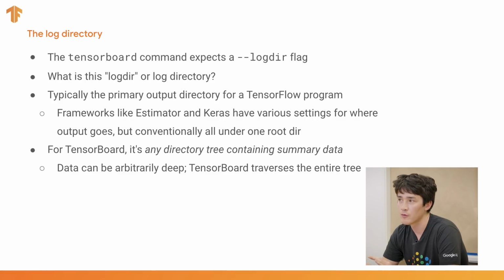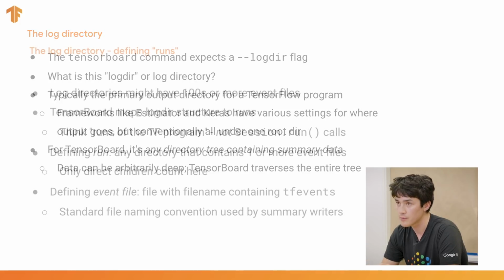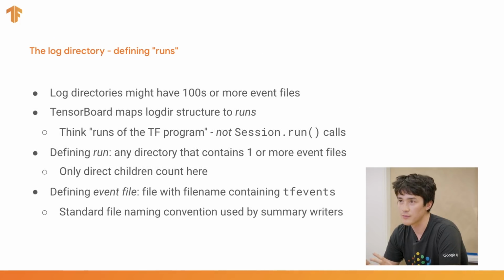But TensorBoard has this flexible interpretation where really all it cares about is that it's a directory tree containing summary data. And when I say directory tree, I really do mean a tree because the data can be arbitrarily deep. TensorBoard will traverse the entire tree looking for summary data. And you might think that could be a problem sometimes, especially if there's hundreds, thousands of event files. And it's true, yeah, log directories can be pretty large.